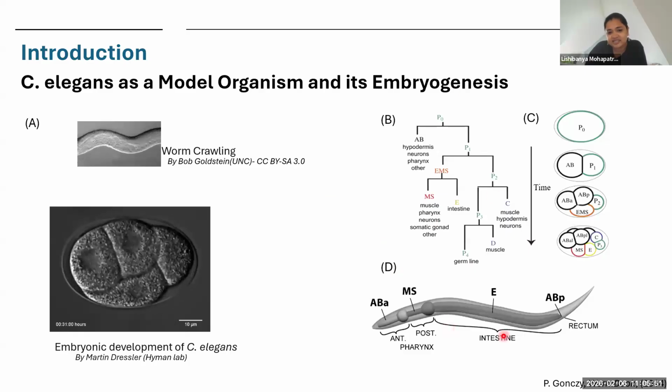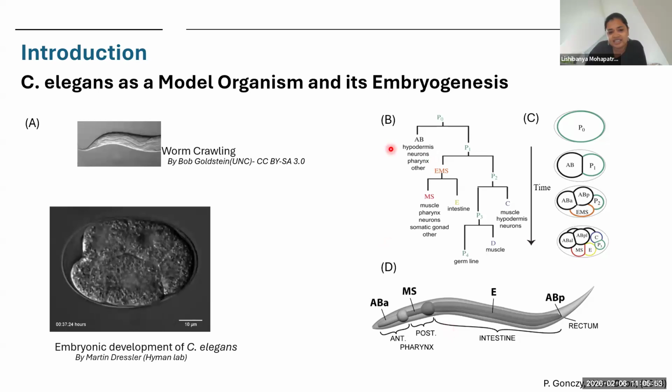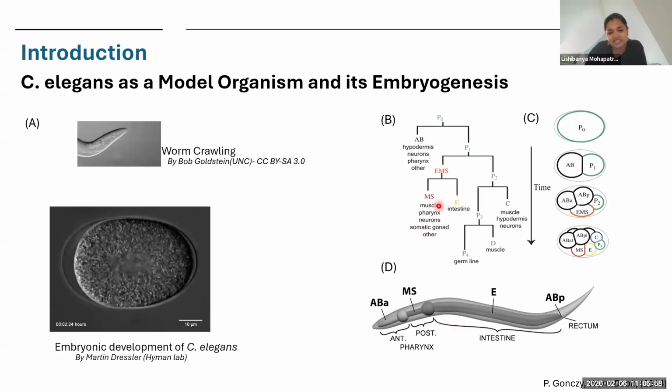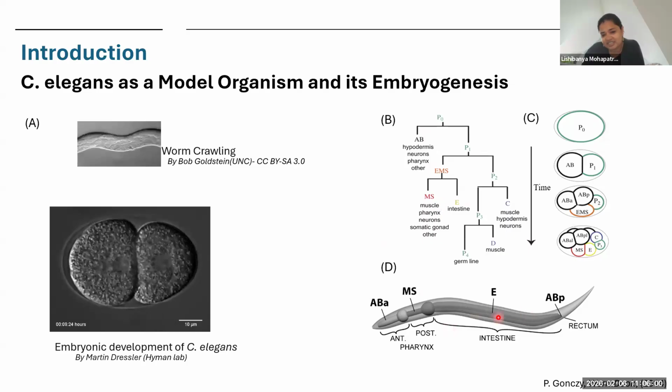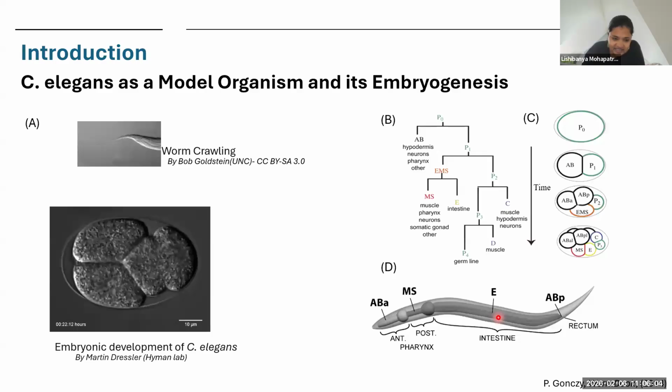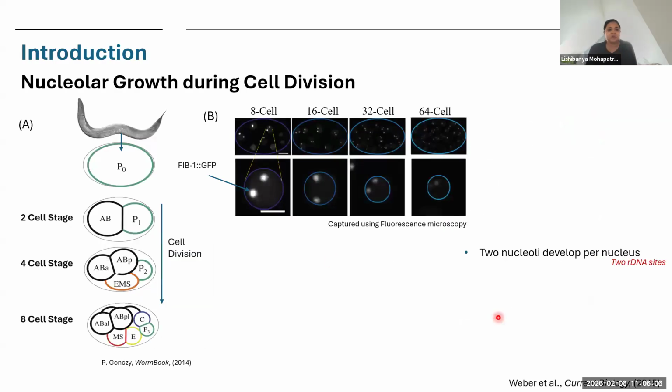We'll know in a while why this is interesting, but I want to especially highlight AB type cells, which will become hypodermis and the neurons, and the E cells will become intestine, for example. Now, let's look at what the nucleolus looks like in these systems. What we see is that in worm cells, especially, nucleoli don't really form properly until the 8 cell stage.